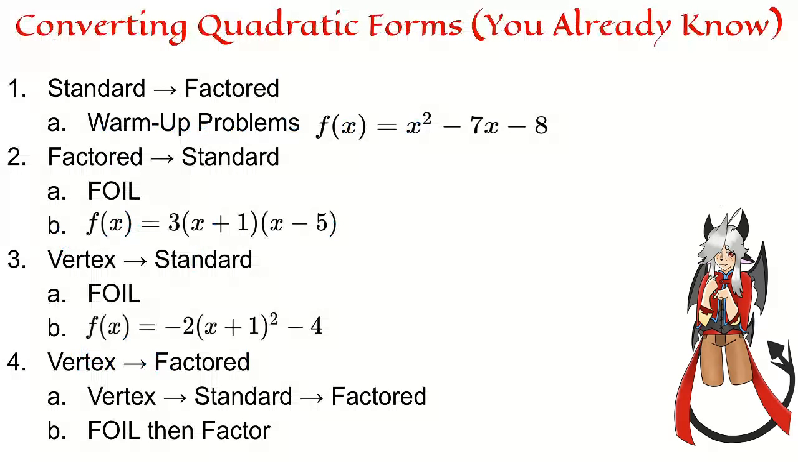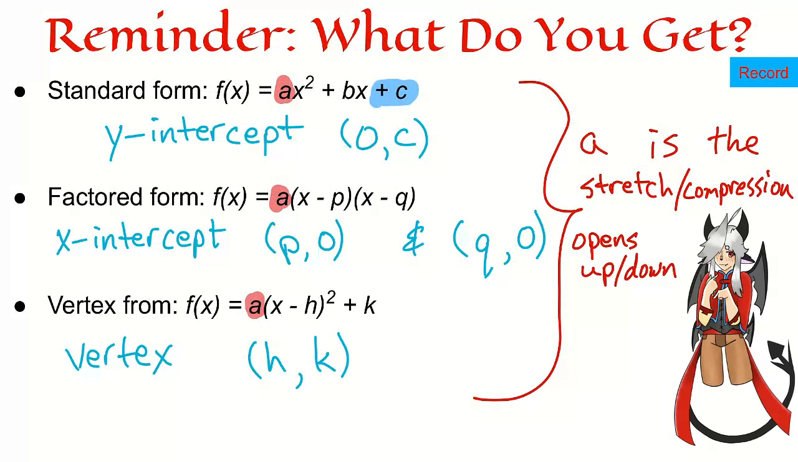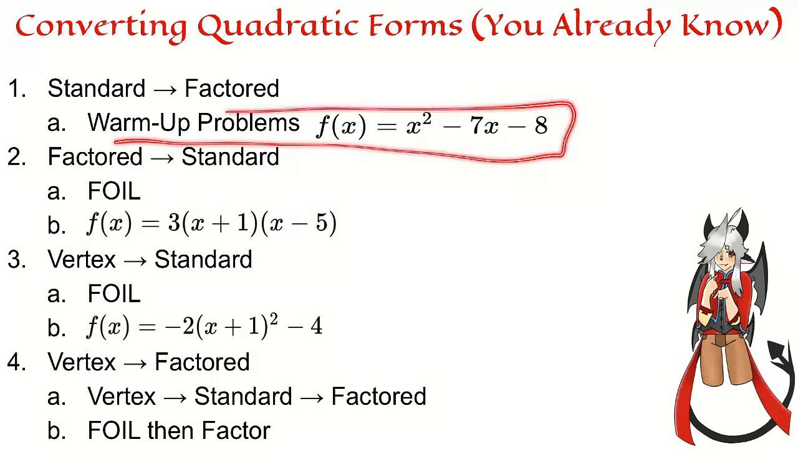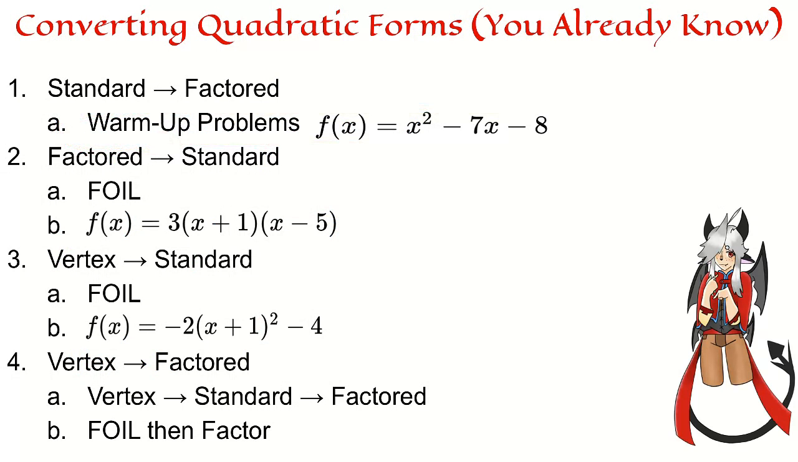All right. So now, when we're converting between quadratic forms, so for instance, from standard to factored, so again, standard form is this one here. If we're going from that to factored, well, then that's just like our warm-up problems. You just need to factor. If we're going from factored to standard, then we need to FOIL. So in this example, this is in factored form. Foiling would mean going, well, let's go through one real quick.